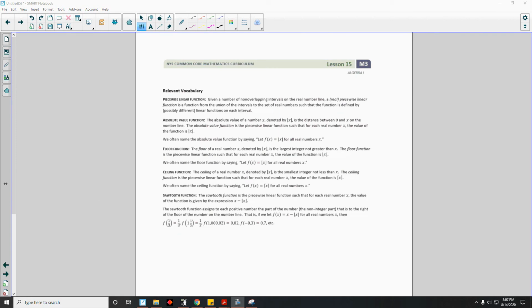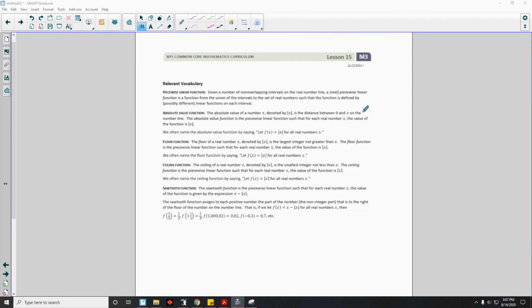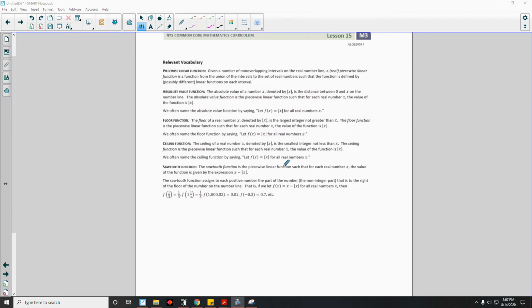Okay, page 6 brings us to the relevant vocabulary for this lesson. Please review these vocabulary terms, these vocabularies. I don't know if that's a word. Anyway, please review the vocabulary for this section and go do your problem set.